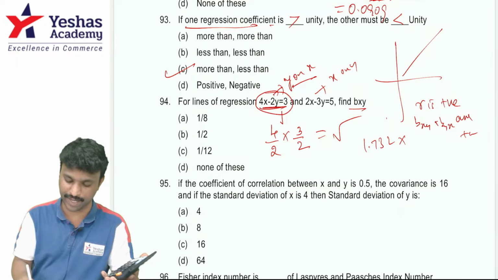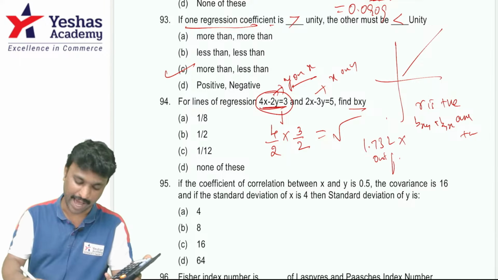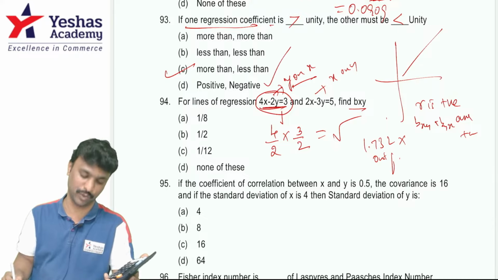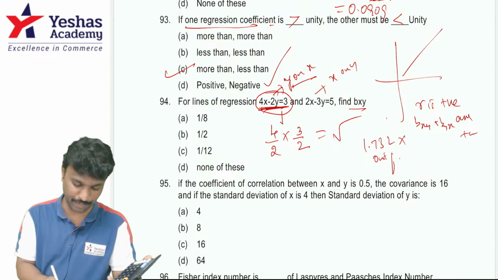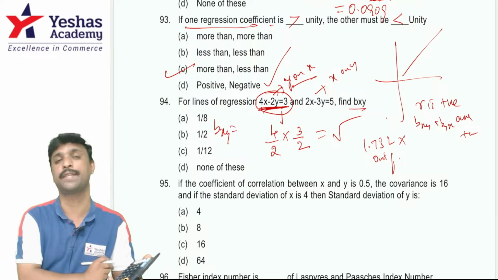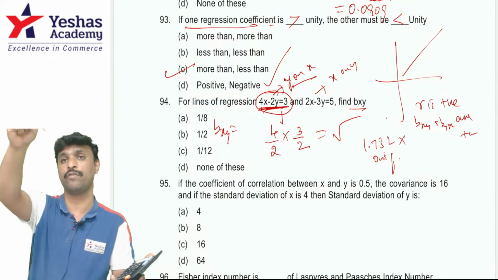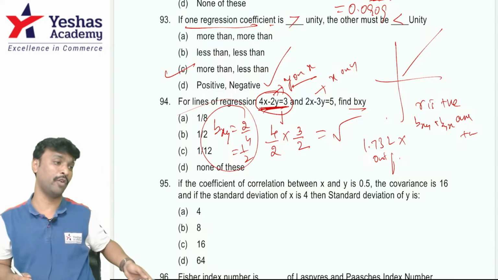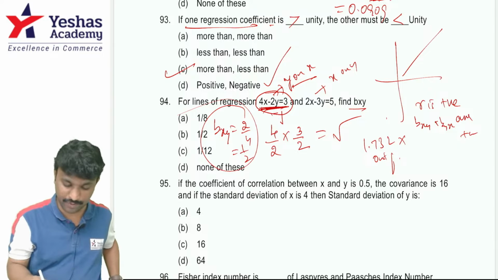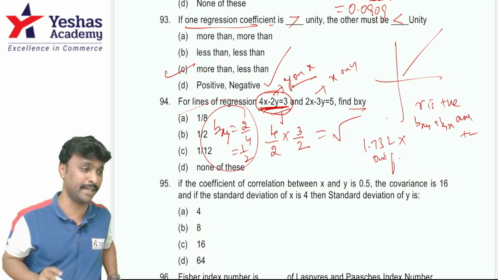1.732 is out of the range. Therefore, the actual x on y is this equation. For the x on y equation, if you want to find bxy, you have to take the coefficient of y in the numerator and the coefficient of x in the denominator. That means 2 by 4, which is 1 by 2. So first of all, we have to figure out which one is x on y. Assuming the first line as y on x and the second line as x on y, we got that the r value is out of the range.